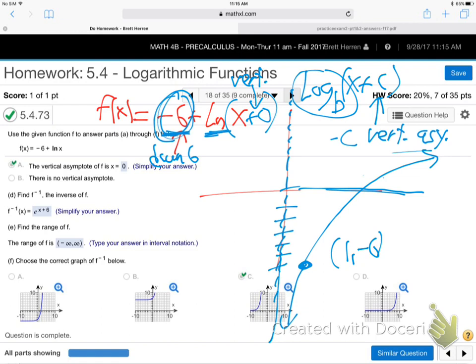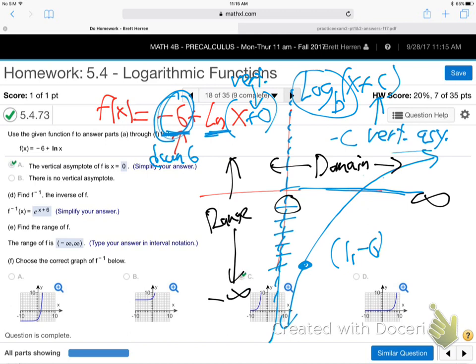What is the domain of this function? How far left? How far right? 0 to infinity. We good on that? What's the range on that thing? Range is? Goes down forever, up forever. Negative infinity to positive infinity.